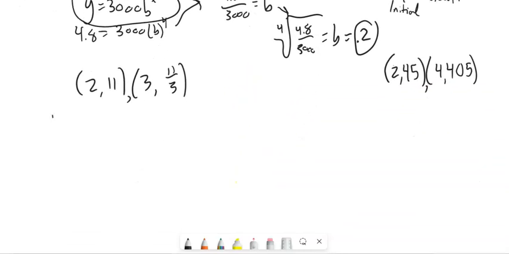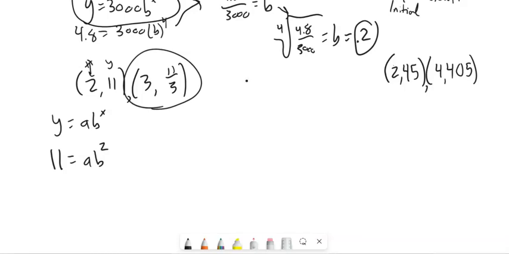So I know that y equals a times b to the x. Let me plug in some values. So remember, this is x, this is y. So I know that 11 should equal a times b to the second. I also know if I plug in this one, this is x, this is y, 11 thirds should equal a times b to the third power.